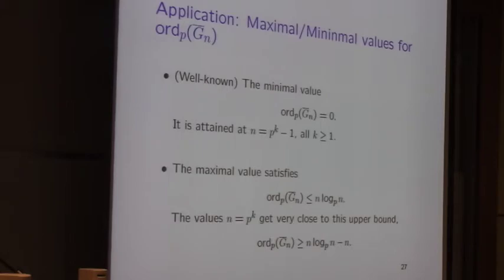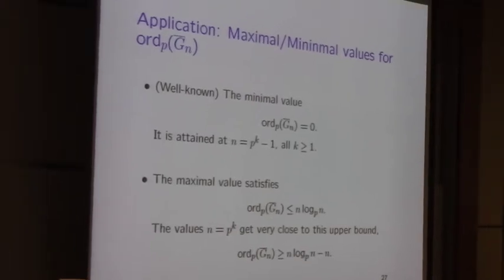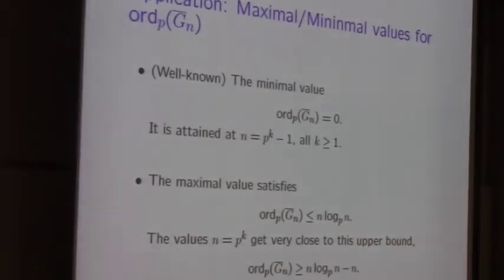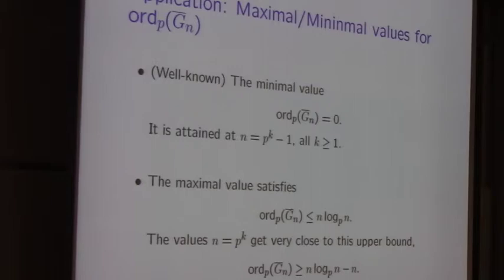Now some things you can get out of this formula and the two other formulas that I haven't shown is you could prove that order P of Gn has minimal value 0, and this is attained at P to the k minus 1. This is a very well-known result in binomial coefficients that at level P to the k minus 1 in Pascal's triangle, P never divides any of the binomial coefficients. And the maximal value you can now bound by this formula exactly.